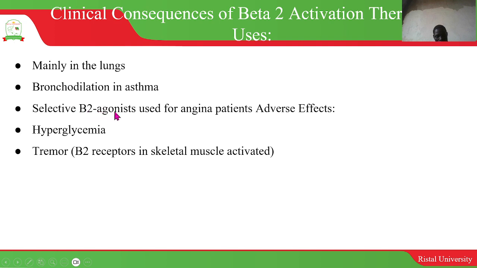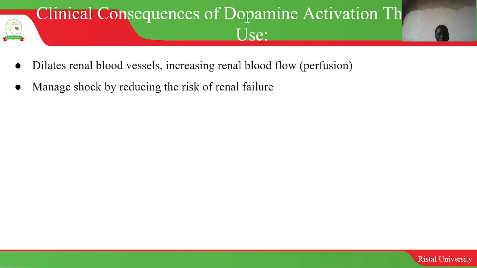So selective beta 2 agonists are used for asthma patients, and the adverse effects can be hyperglycemia and also tremor, especially when beta 2 receptors in skeletal muscles are activated. Clinical consequence of dopamine activation, therapeutic use: we said they dilate renal blood vessels and therefore increase the renal blood flow, that is the perfusion. They manage shock by reducing the risk of renal failure.